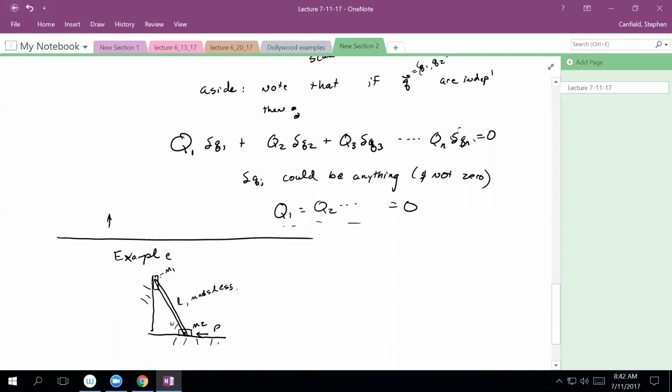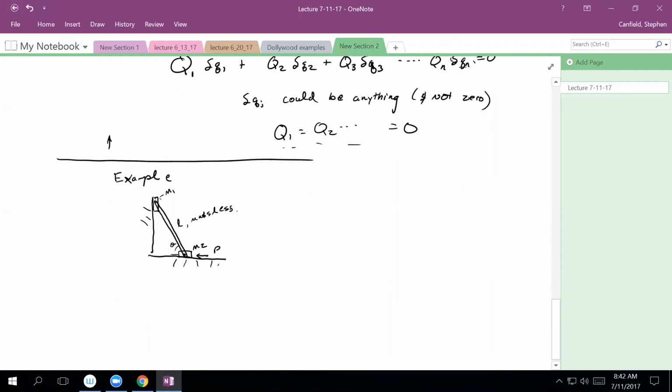And we'll say that's some angle theta. I prefer to measure the angle from the horizontal, but we'll just call that theta. So in this case, with virtual work, we don't yet have dynamics. So let's look at this as a non-dynamic problem. Let's look at it as a static problem.